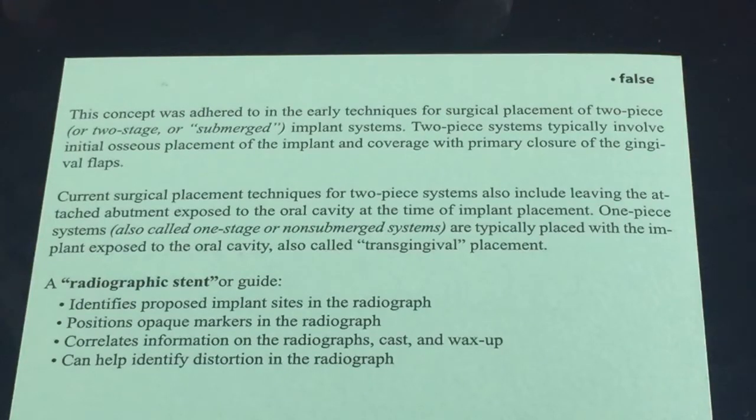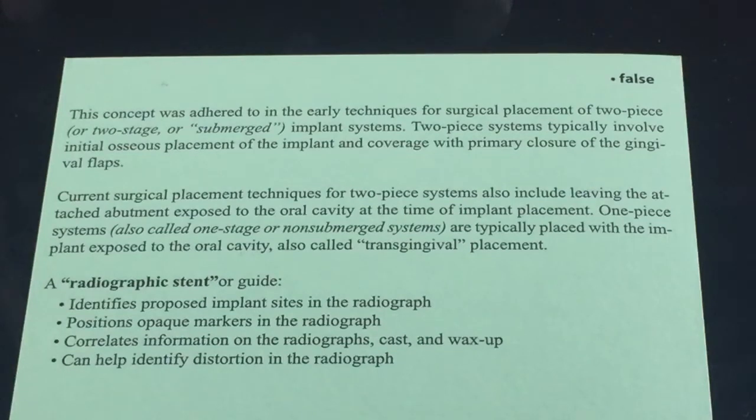Two-piece systems typically involve initial osseous placement of the implant and coverage with primary closure of the gingival flaps. Current surgical placement techniques for two-piece systems also include leaving the attached abutment exposed to the oral cavity at the time of implant placement. One-piece systems, also called one-stage or non-submerged systems, are typically placed with the implant exposed to the oral cavity, also called transgingival placement.